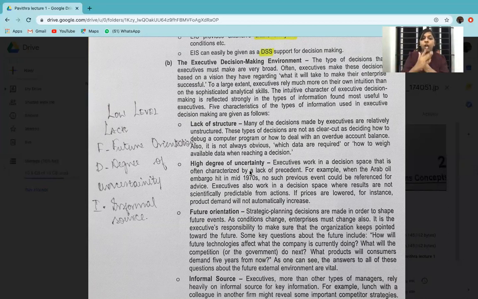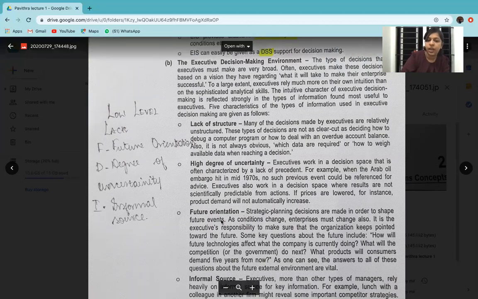And then coming back to the mnemonic, future oriented. That is the main part of the strategic planning by the top management. Everything is future oriented, long range. Five years from now, ten years from now, are we expanding? No. It is all future oriented. Strategic planning decisions are made in order to shape future events.